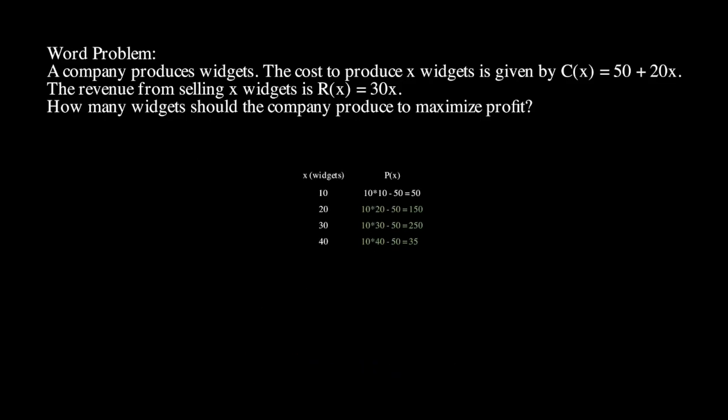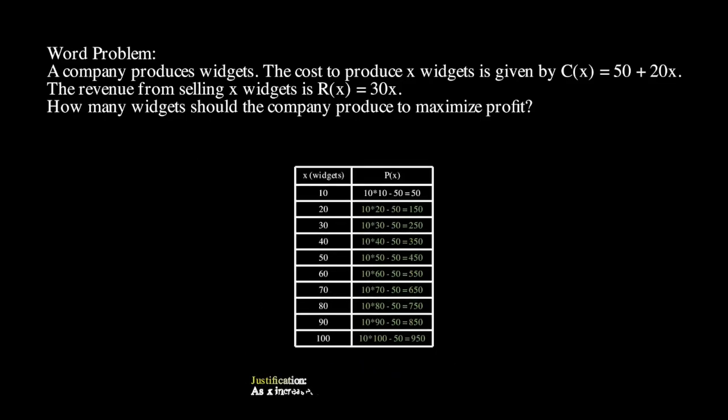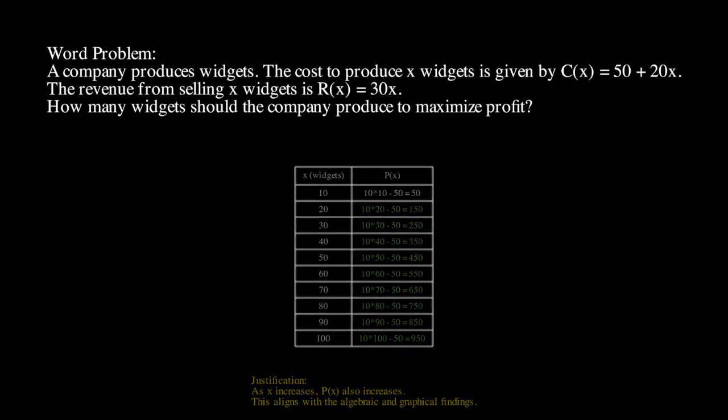Finally, let's examine the tabular approach. We've constructed a table showing different production levels and their corresponding profits. Starting from 10 widgets, each increase of 10 widgets results in an additional 150 in profit. Observe how profit consistently increases as production increases. This step-by-step increase aligns with our previous algebraic and graphical analysis. The table reinforces our conclusions. As the number of widgets produced rises, so does the profit, confirming that higher production leads to higher profits.